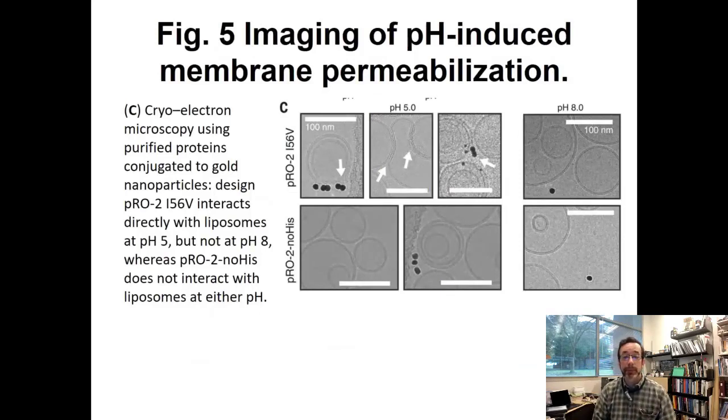Finally, again, we have complex captions. I don't want you to know the details. I want you to know that this shows pH-induced disruption in endosomes. For example, right here, this first one is using cryo-electron microscopy, and it's using gold nanoparticles that you can see. It's putting the gold nanoparticles on the proteins, and they see that the proteins go right up next to the membranes. The proteins are located where they should be, right at the membranes.